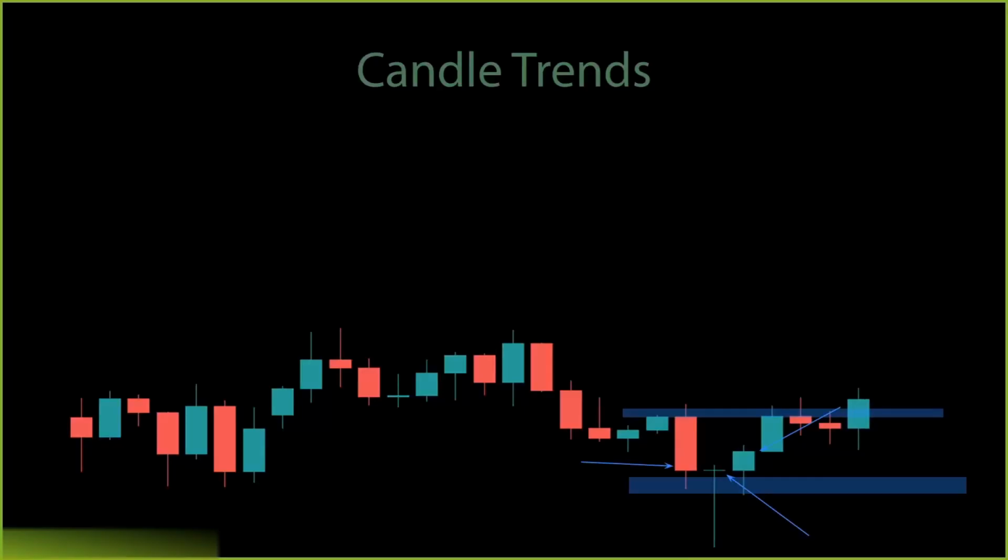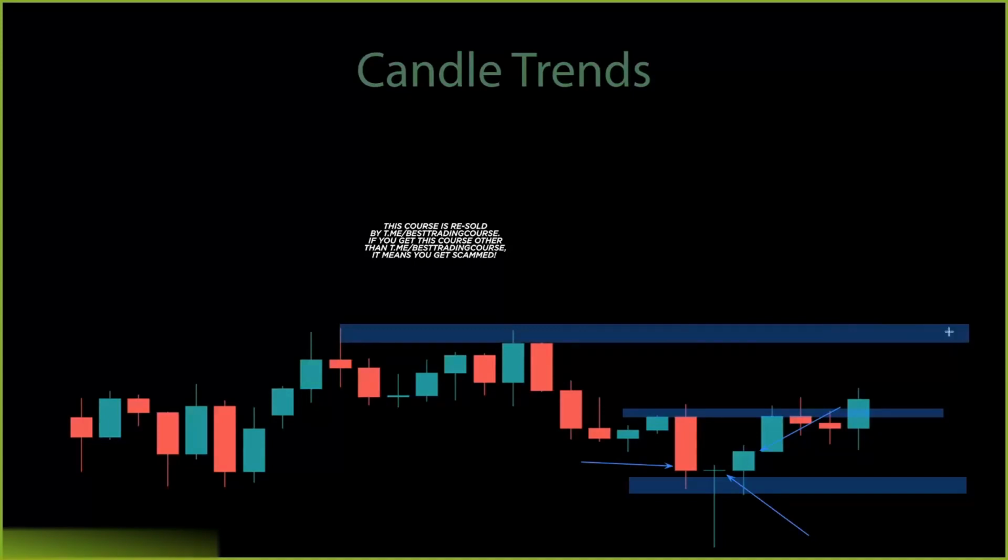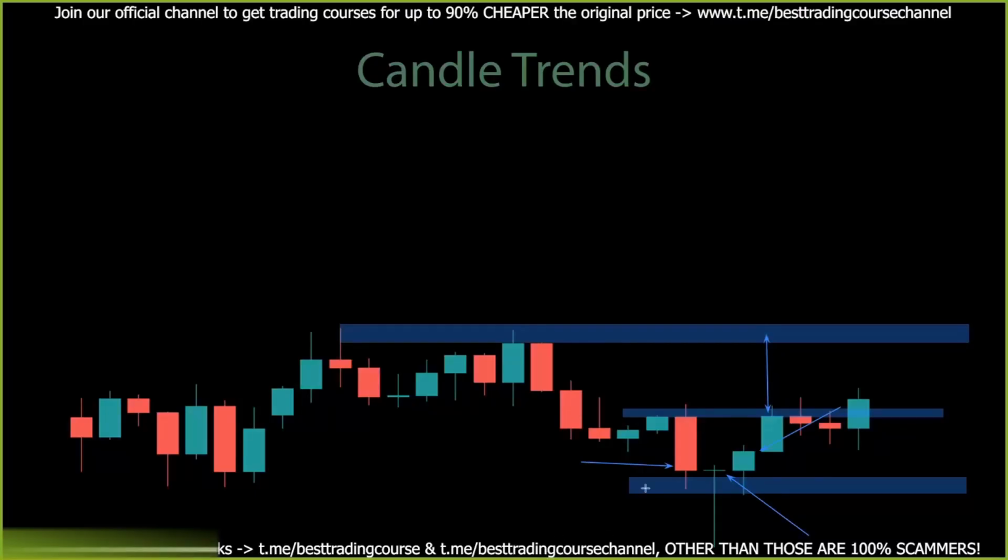So let's say, for example, now we have this range here. Let's say this range was 50 pips. Would this be a good opportunity to take a buy?